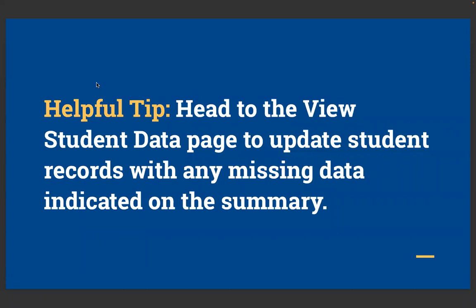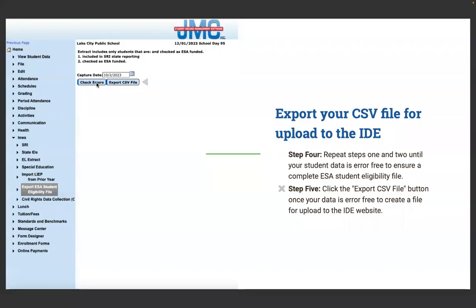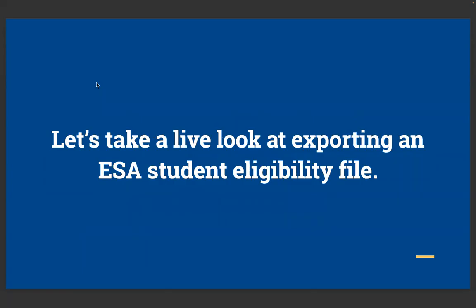Helpful tip, head to the view student data page to update student records with any missing data indicated on that summary, kind of like what we just talked about a second ago. Step 4, you're going to want to repeat steps 1 and 2 until your student data is error-free to ensure a complete ESA student eligibility file. And then step 5, click that export CSV file button once your data is error-free to create a file for upload to the IDE's website.